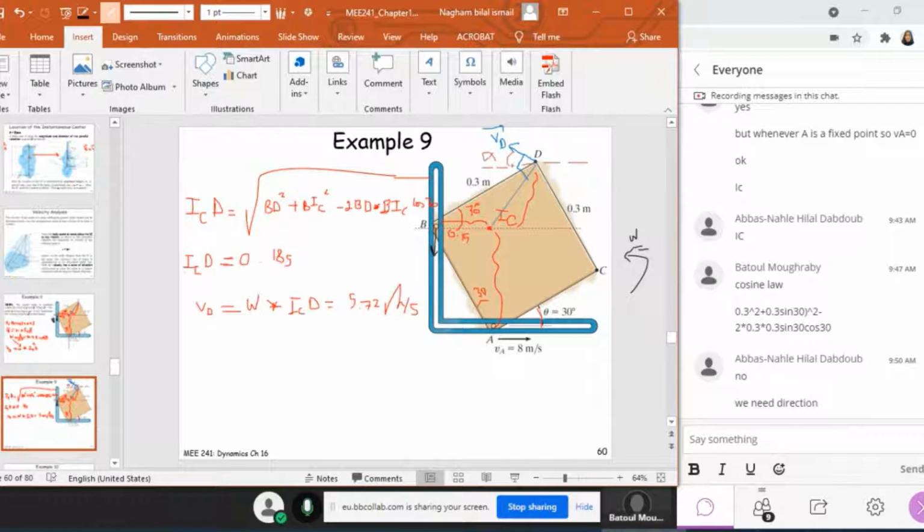If I know this angle, I can indicate the direction of VD. Now, how to know this angle? In fact, this angle is 90 minus this angle, which is phi, minus this angle, which is 30. All right? So in order to know alpha, I need to find phi. How to find phi, guys?